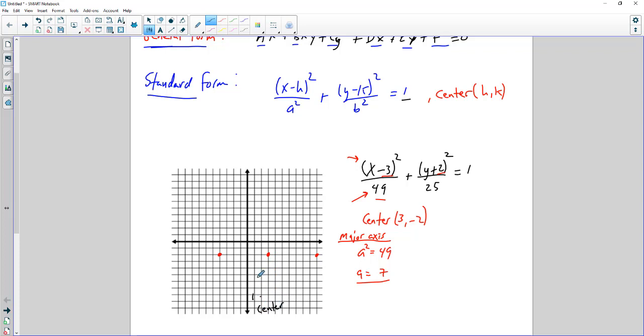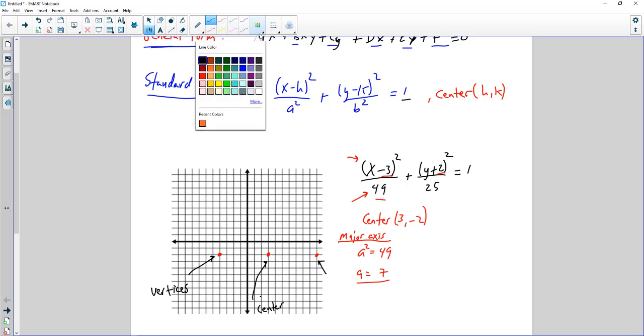So the center is right here, and these are called vertices on the outside. These are vertices. Same thing right here on the outside, vertices. So those are the vertices. You'll be asked to find those, and they're always along the major axis. This is the longer of the two.